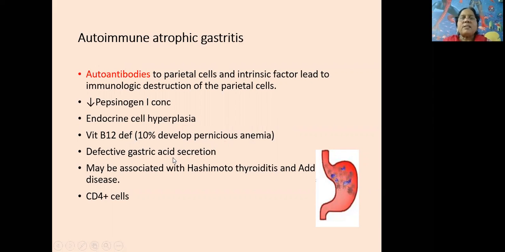Acid secretion is reduced and it can occur as such, or it may be associated with other autoimmune conditions like Hashimoto's, Addison's, etc. And CD4 cells are important in this autoimmune pathogenesis. And where do you get this? Here, in the body of the stomach. Okay, in the fundus and body of the stomach.